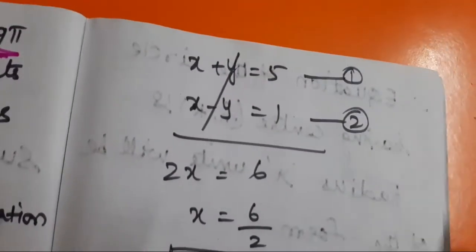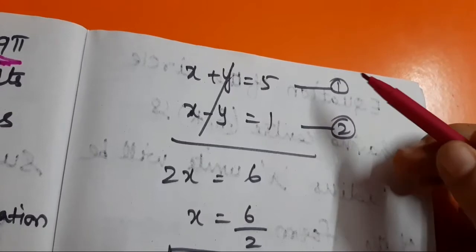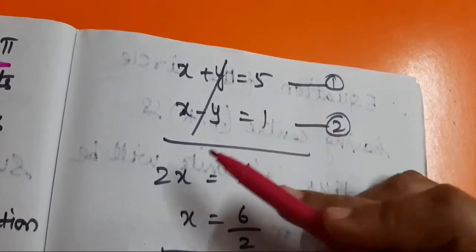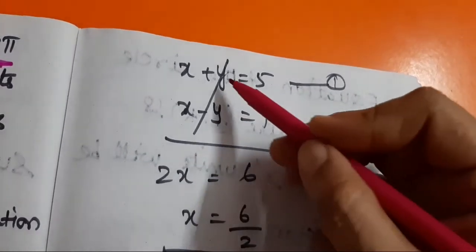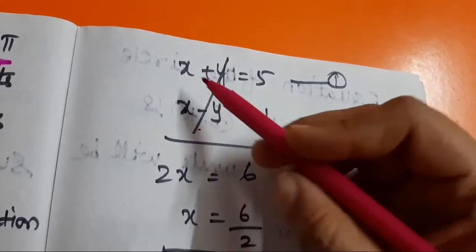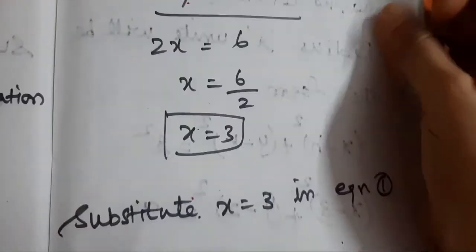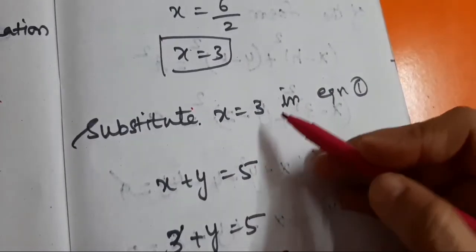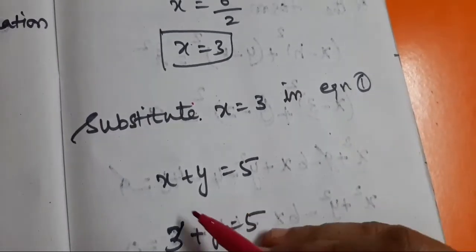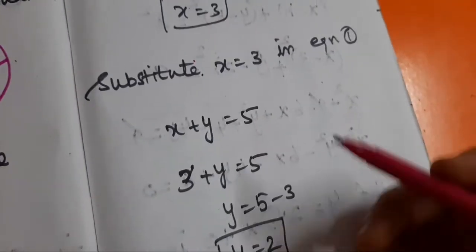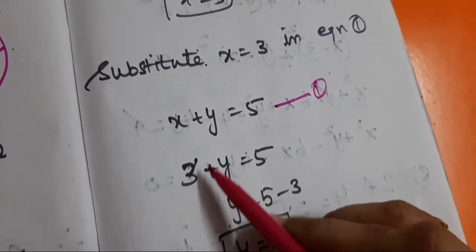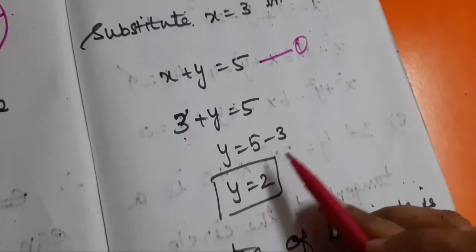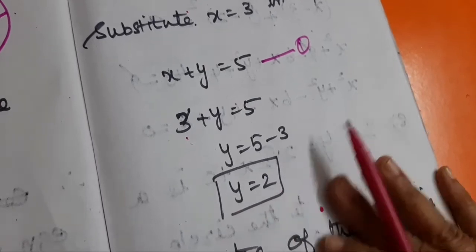So now I want to solve the equations for getting the point of intersection, that is for getting the center of the circle. x plus y is equal to 5, x minus y is equal to 1. Simply if I add, the y term will be cancelled. Here 2x is equal to 6, x is equal to 6 by 2, that is x is equal to 3. Now substitute x is equal to 3 in equation 1, x plus y is equal to 5. Instead of x I can substitute 3. 3 plus y is equal to 5. Therefore y is equal to 5 minus 3, that is y is equal to 2.